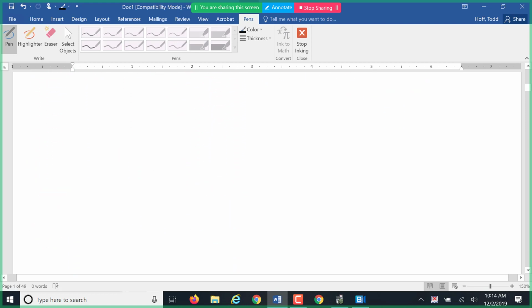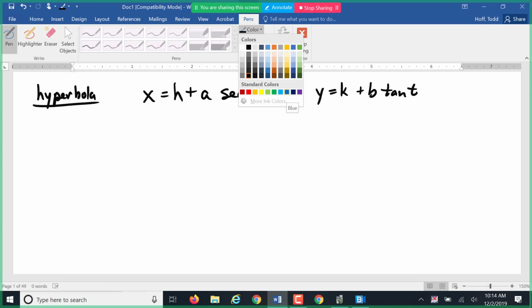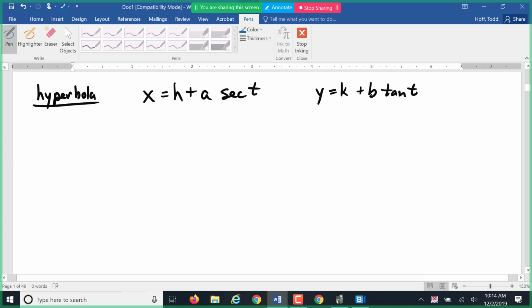So we've seen the parametric equations for a circle and for an ellipse. Let's look at what it's going to look like for a hyperbola. For a hyperbola, x equals h plus a secant of t, and y equals k plus b tangent of t, where again, h and k are the coordinates of our center, a and b are the horizontal semi-axis and vertical semi-axis.